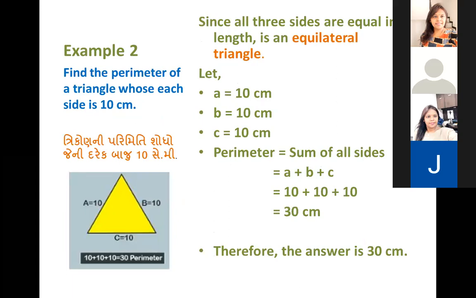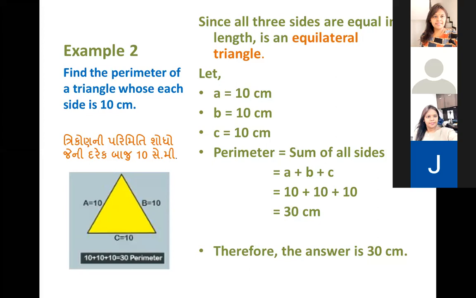Here is the second example. Find the perimeter of the triangle whose each side is 10 centimeter. અહીંયા આપણે શું કીધું છે? પેરીમીટર ફાઇન્ડ કરો એવા ત્રિકોણની જેની બધી બાજુઓ સરખી હોય. So look here, each side is equal. That means it represents an equilateral triangle. If all 3 sides are equal, it is known as an equilateral triangle. And in the question, they told you to take a triangle whose sides are all equal.